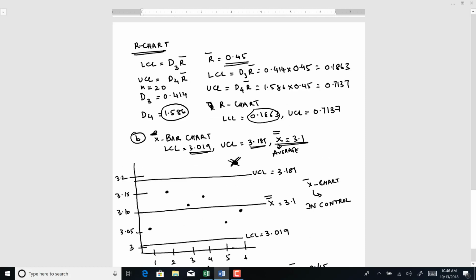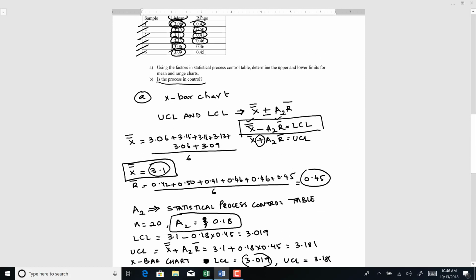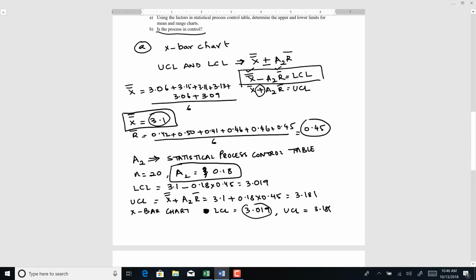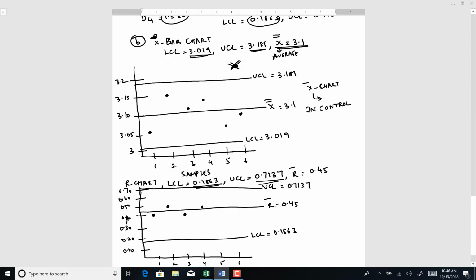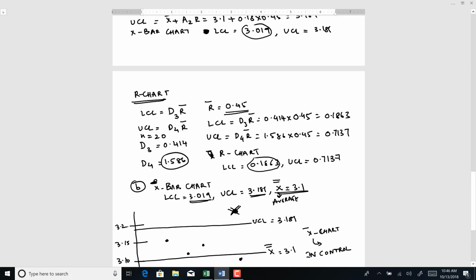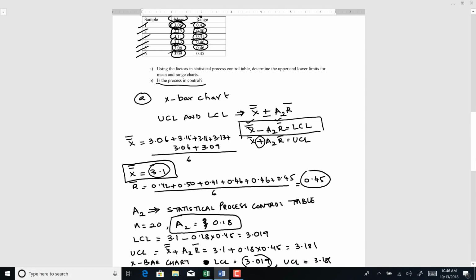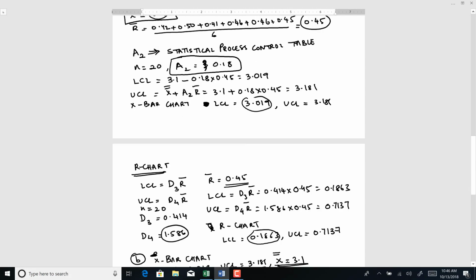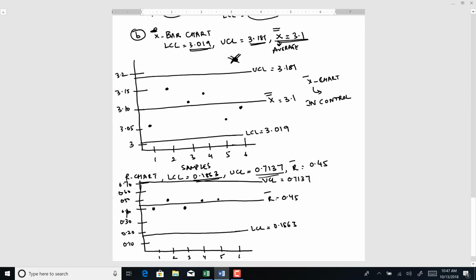The next data point is 0.46 again, so that will also be somewhere here, and finally the last data point is 0.45, which is on this line. So if you see, again all of them are within the upper control and lower control limit, so the R chart is also in control.